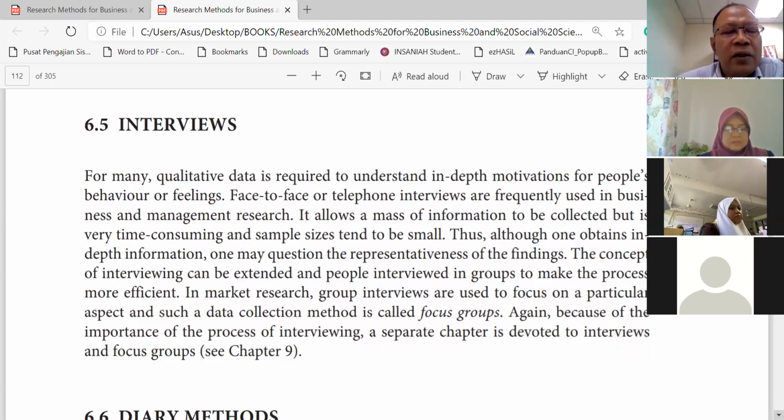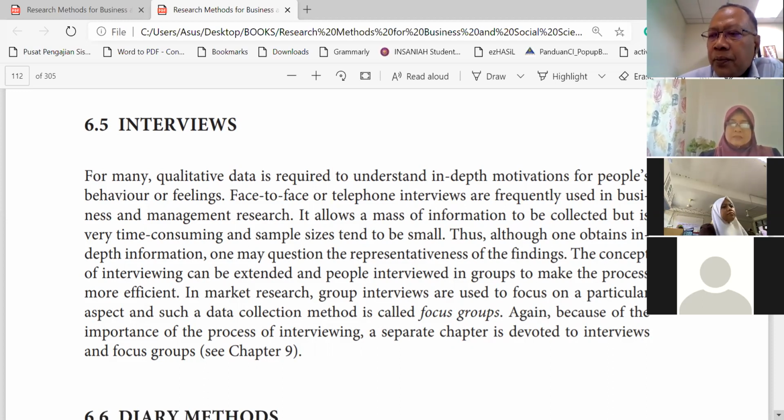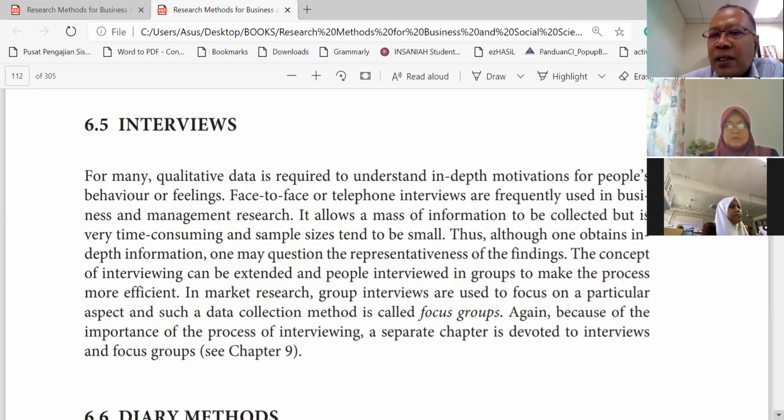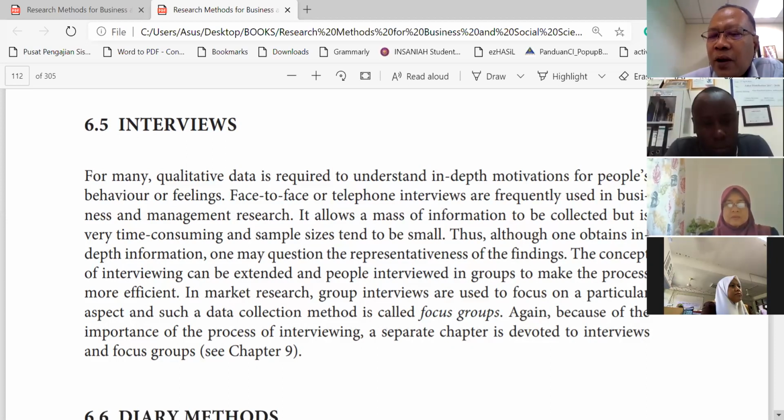So the advantage of using interviews is that it allows the researcher to obtain a mass of information, because the researcher has the opportunity to ask the respondents directly and follow up the questions. Unlike questionnaire, the researcher doesn't have the opportunity to follow up the respondents. So that's the advantage of using interviews.